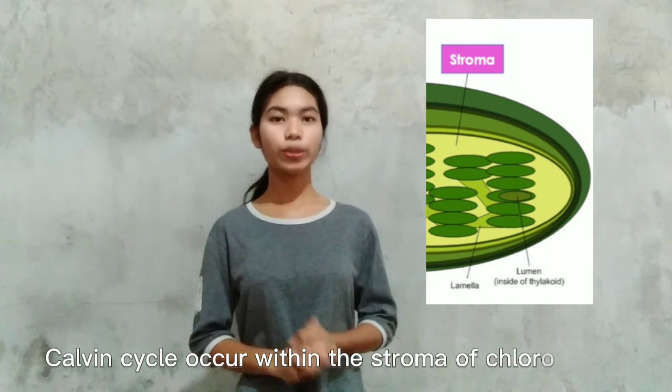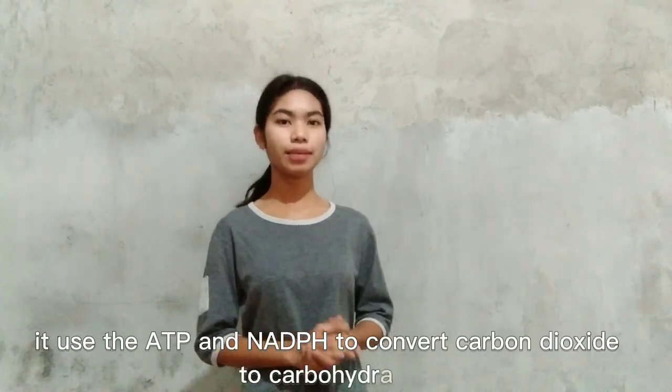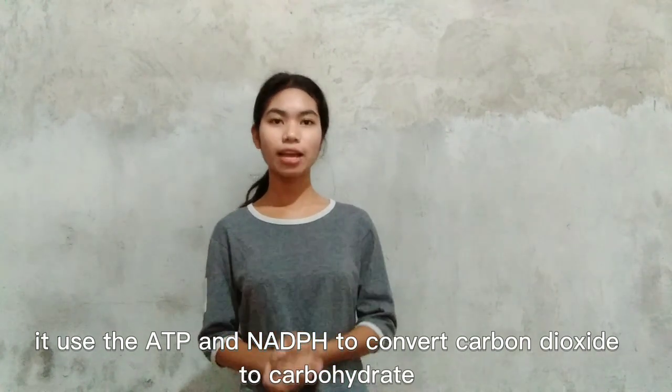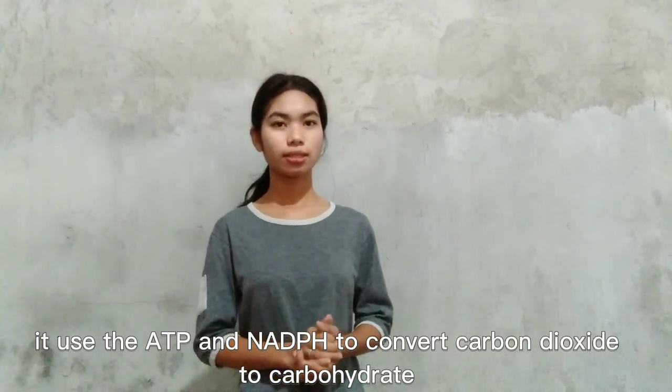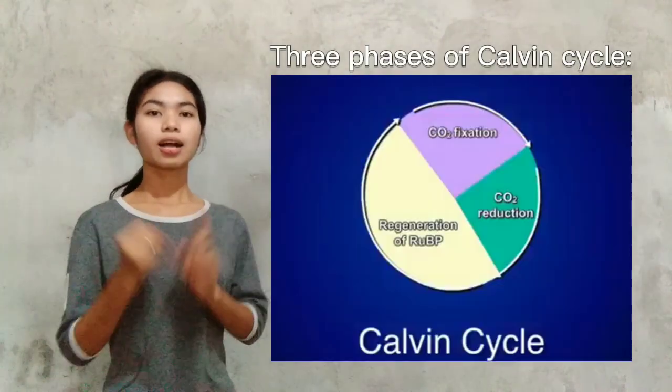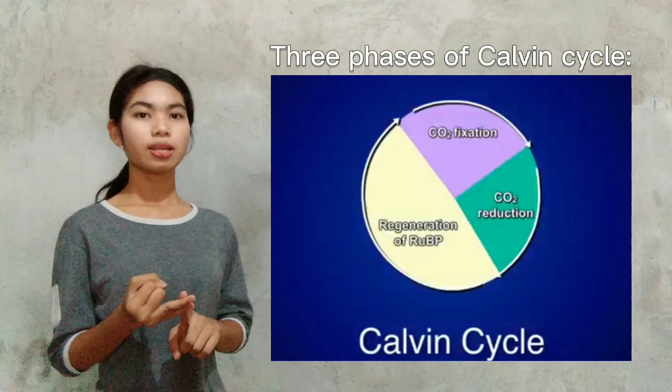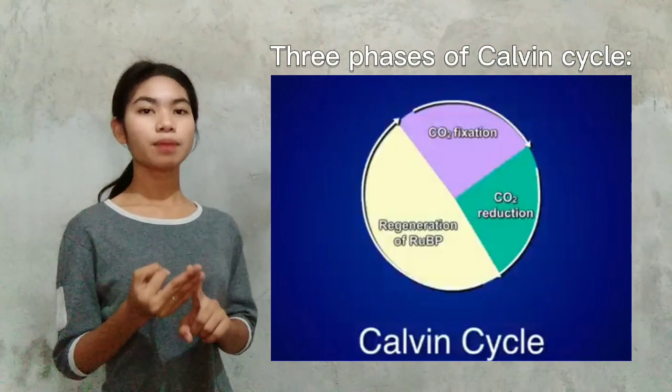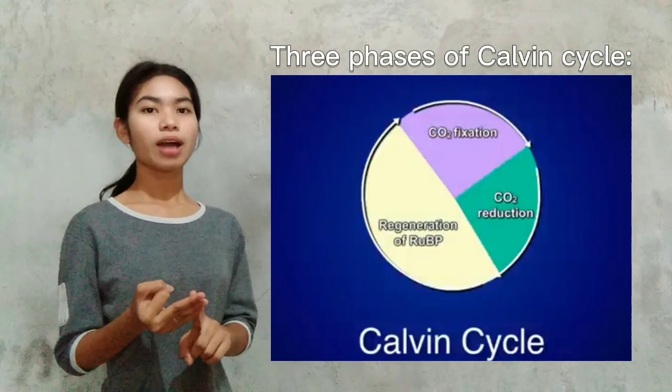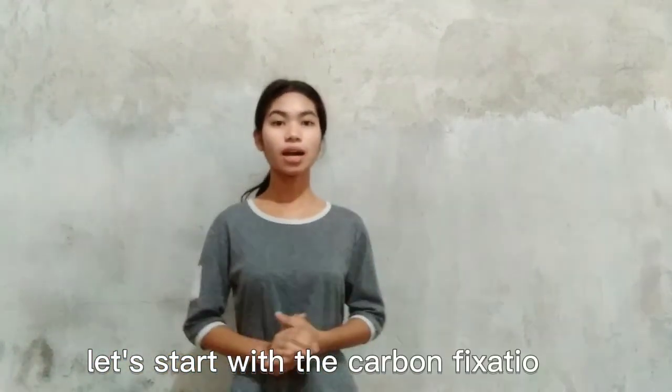The Calvin cycle occurs within the stroma of the chloroplast. It uses the ATP and NADPH to convert carbon dioxide to carbohydrate. The Calvin cycle has three phases: the carbon fixation, the reduction, and the regeneration of the carbon dioxide acceptor, or the RuBP. So, let's start with the carbon fixation.